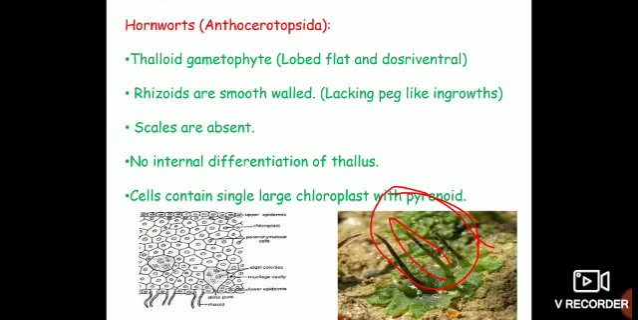And this specific class of bryophytes is a very small group represented by 300 species, and they are distributed widely in both temperate and tropical regions of the world. Now, some important distinguishing features of this class. The gametophyte is flat, dorsiventral, lobed, and thalloid. That means in these plants, the thalloid gametophyte is lobed, flat, and dorsiventral.